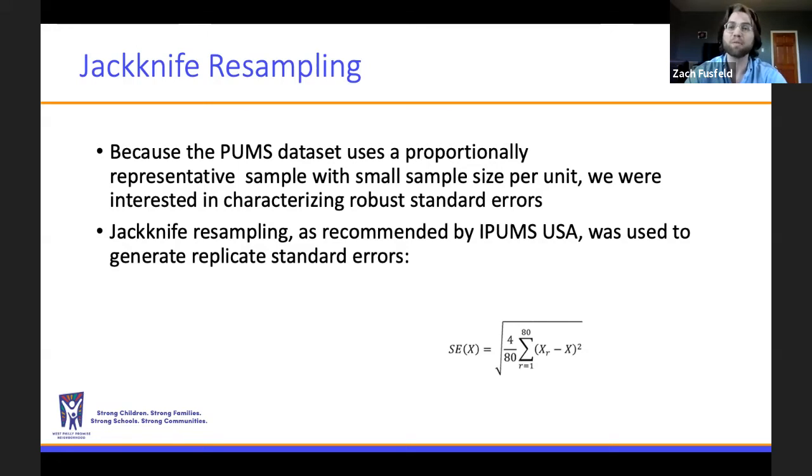And so as recommended by IPUMS USA, we utilized jackknife resampling with the ACS PUMS replicate weights to generate replicate standard errors using SAS 9.4. And so essentially, it's in the equation down here below. What jackknife resampling does is it computes estimates using a leave one out resampling strategy and averages estimates across the replicate weights, in this case, the 80 ACS replicate weights. And like I said, you can see the manual calculation by hand in the bottom. I, of course, did not do that. I used SAS to do the math for me.